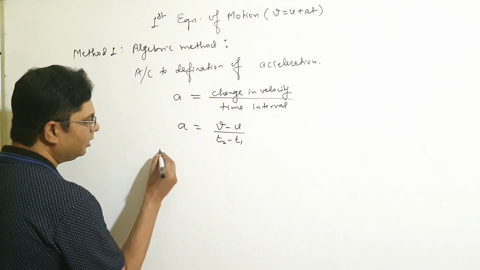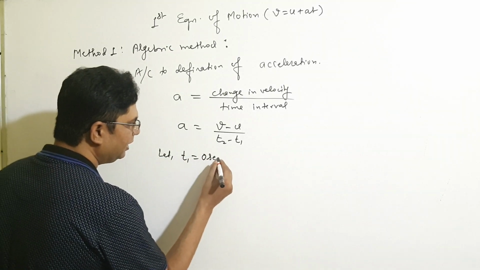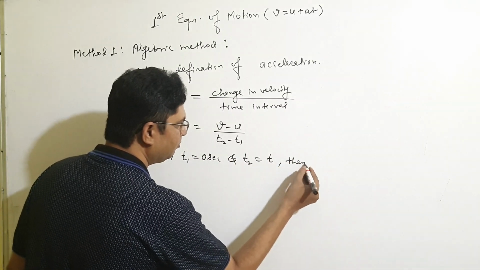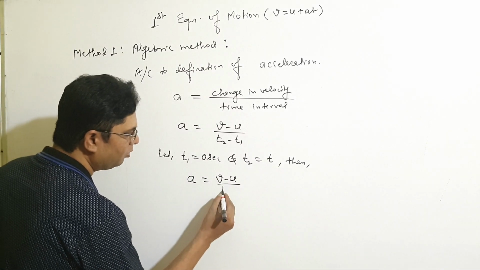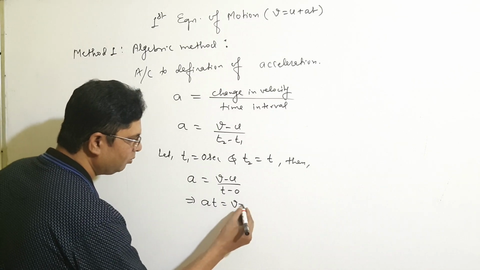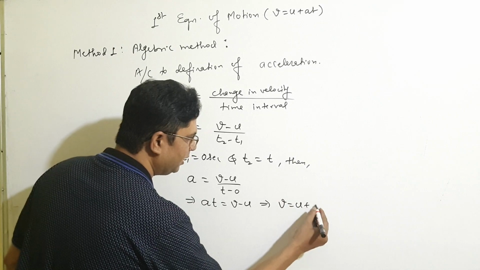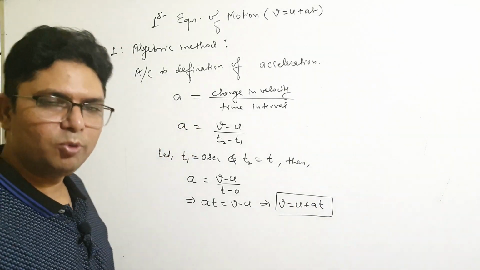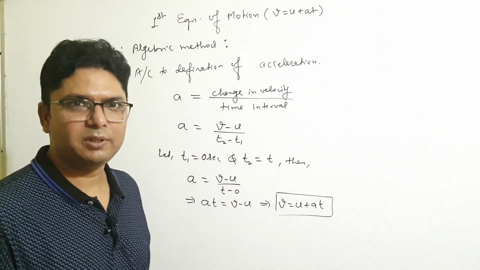So I am writing here, let t1 equal to 0 second and t2 equal to t. Then you have A is equal to V minus U upon t minus 0. So you have AT is equal to V minus U. Thus you have V equals U plus AT. This is the first equation of motion in kinematics, which we have found using the algebraical method.